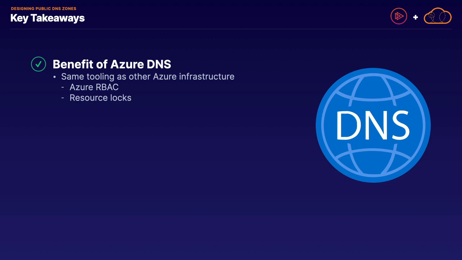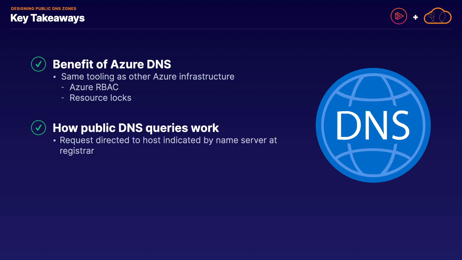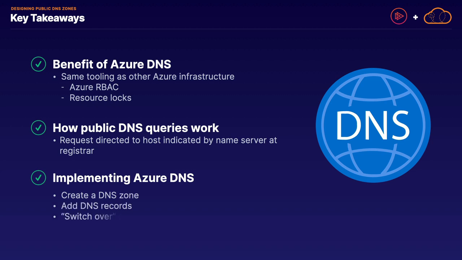We also went through a simplified overview of how public DNS queries work, in which the request is directed to a domain registrar, which then directs it to an authoritative name server, which acts as your DNS host that is indicated by that name server at the registrar. And then finally, we went over the high-level process of how to implement Azure DNS, which includes creating your Azure DNS zone resource, adding records to that resource, and then switching over or cutting over at the domain registrar to point all new public DNS queries to that new name server.